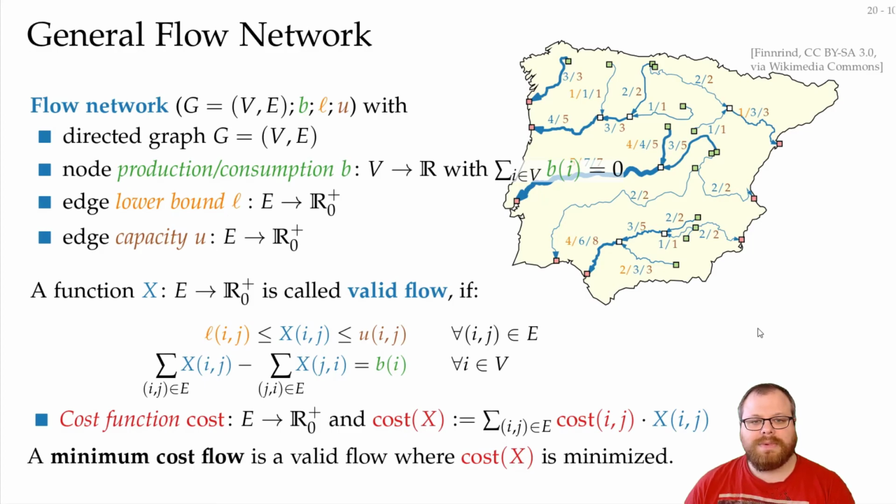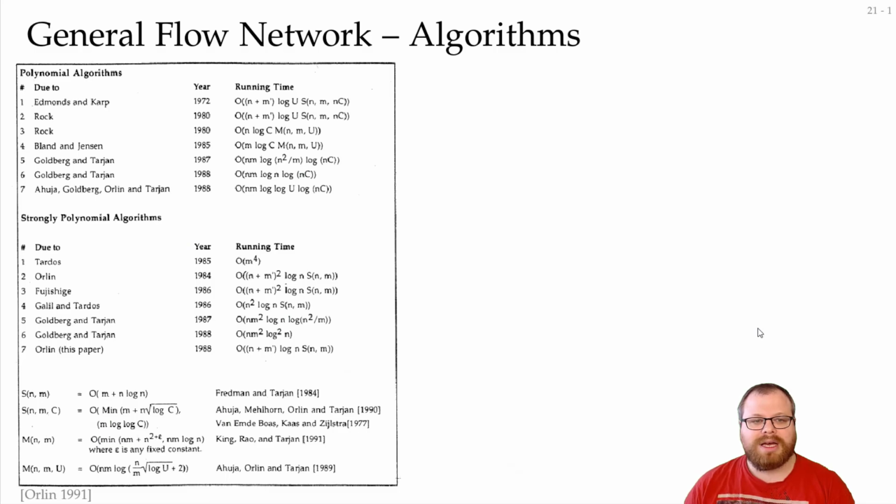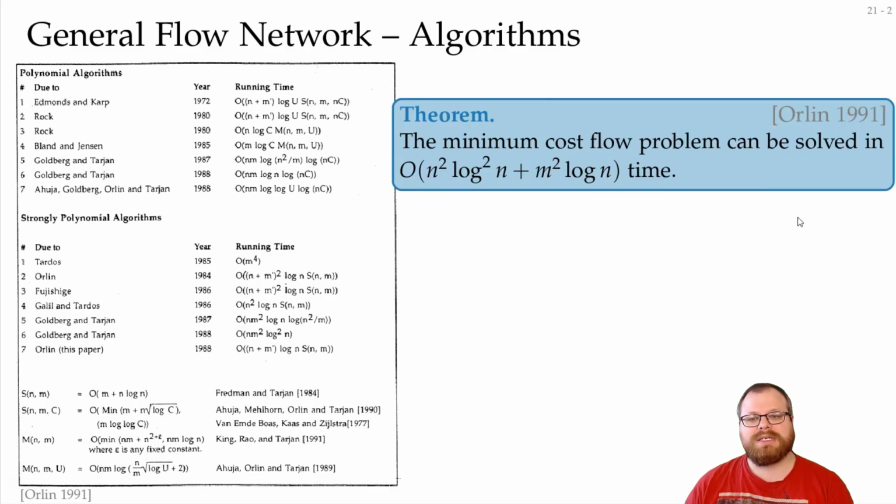And this is a very old problem, and there are many different algorithms that solve this with different running times. There are two that I want to point out to you. The first is the, as far as I could find, fastest algorithm that solves the general version of this by Orlin 1991 that takes n squared log squared n plus m squared log n time.